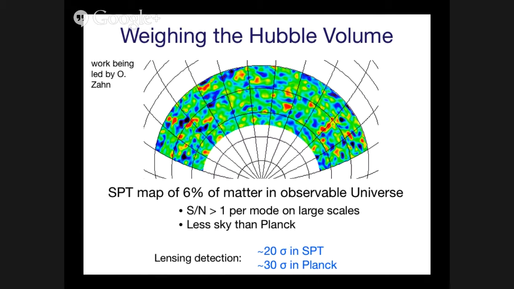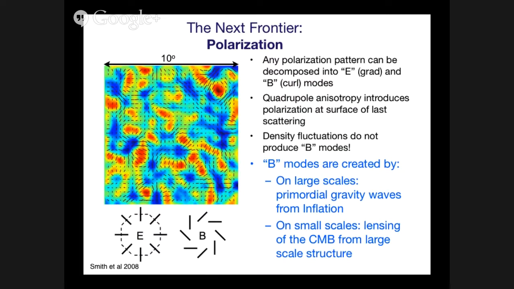So this is with temperature data. We have to average over many blobs to reconstruct the lensing. You can do much better if you go to polarization, which gets much higher signal to noise. Now, polarization is basically a vector field on the sky. One way to decompose a vector field is into modes that have gradients but no curl, analogous to electric fields, and modes that have curl but no gradients, analogous to magnetic fields. We call these E and B.